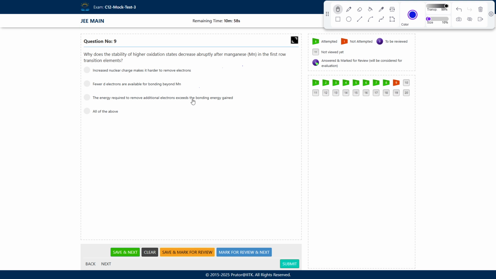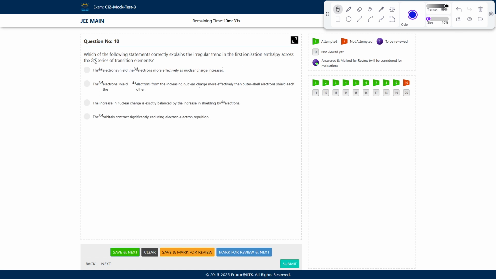it is going to be harder to remove the outermost electron from the d orbital after manganese in the first row transition elements, due to the first 3 options given. Hence our correct answer is going to be all of the above, option D. Okay, let's move to the next question.